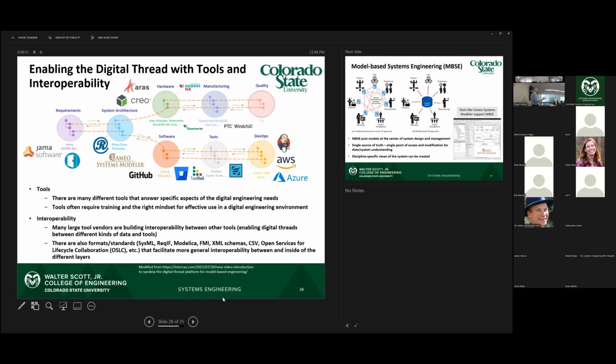So looking at the standards and understanding what your needs are: do you want to be stuck with one tool vendor, or do you want to adopt standards so that you can have more data freedom between things, and enable this reuse in the digital thread in the long term? You can realize some of these benefits that Anne was talking about earlier about reuse and those types of things.